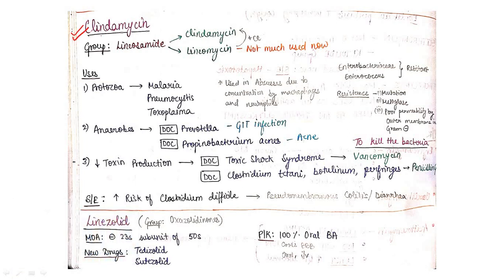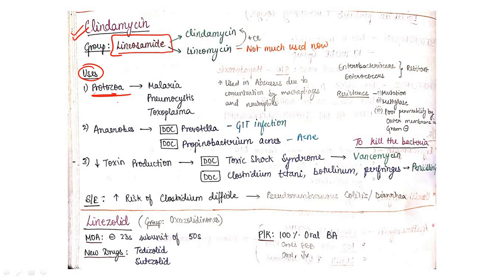So the next drug is clindamycin. It belongs to the group lincosamide. We have discussed this in the classification of protein synthesis inhibitors. So lincosamide is a group which includes a drug known as clindamycin. Clear? Now, what are the uses of this drug?